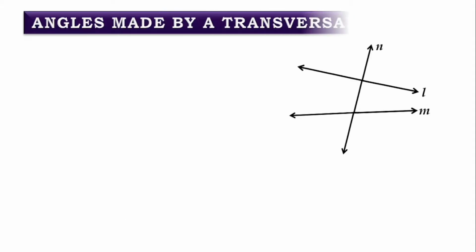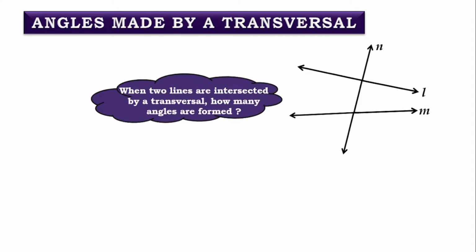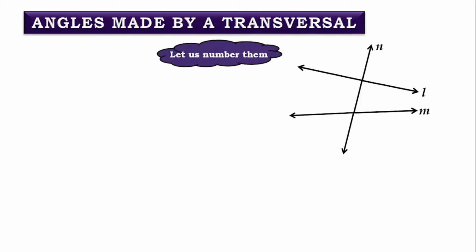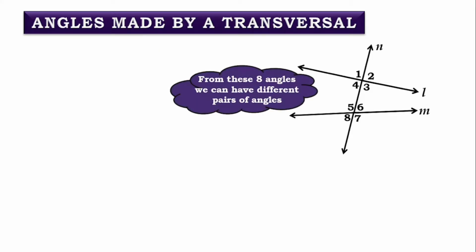Now let us understand the angles made by the transversals. When two lines are intersected by a transversal, how many angles are formed? In total we have 8 angles. The figure is given over here. Let us number them: angle 1, angle 2, angle 3, angle 4, 5, 6, 7, 8. From these 8 angles we can have different pairs of angles. Let us see that.